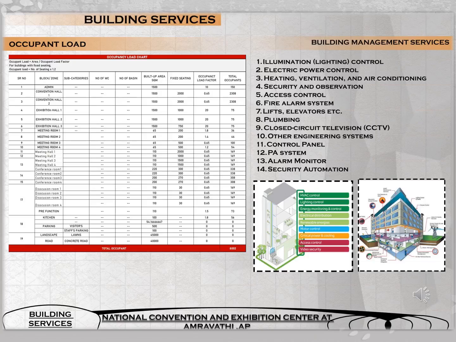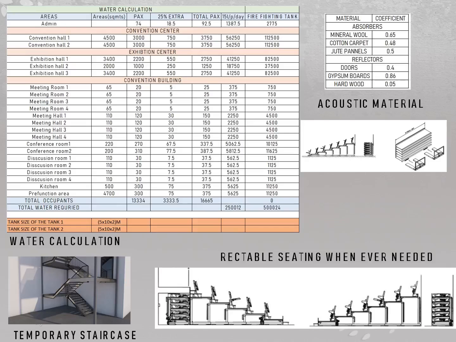The current slide shows the water calculation for all the zones such as meeting room, meeting hall, conference room, and exhibition hall. It also shows the acoustic material used in the convention hall, the reflectors and the absorbers and their coefficients. It also shows the retractable seating used in meeting rooms.